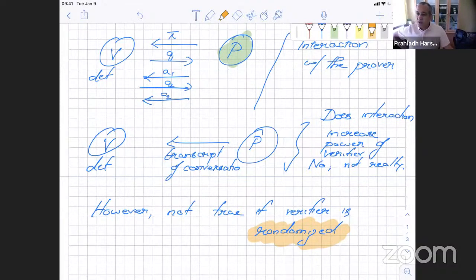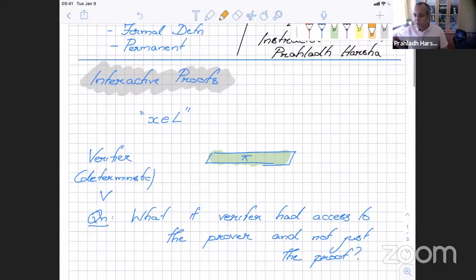Even the first question itself does not depend only on the input X. X is a common input they both have, and they are both trying to prove this theorem. They're proving that a particular graph is, say, three-colorable or some such. They both have this, and the verifier could now toss some more coins.